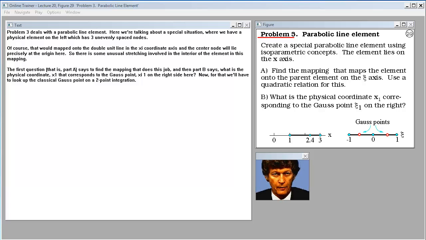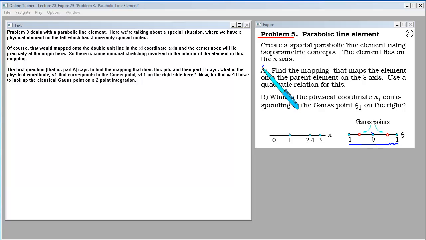Problem 3 deals with a parabolic line element. Here we're talking about a special situation where we have a physical element on the left which has 3 unevenly spaced nodes. Of course, that will be mapped onto the double unit line in the xi coordinate axis, and the center node will lie precisely at the origin here.